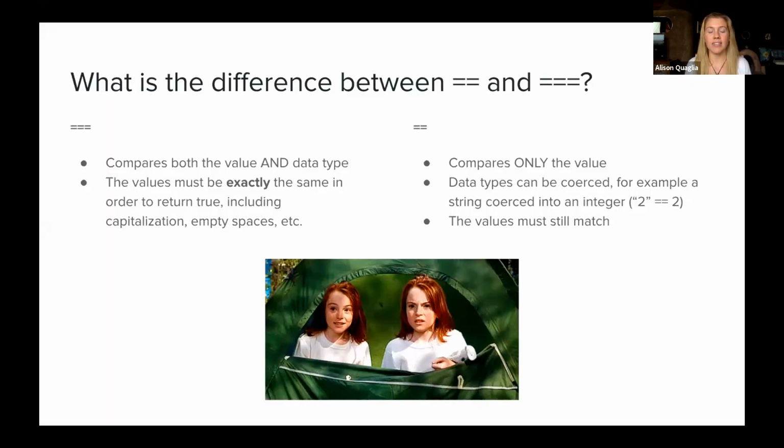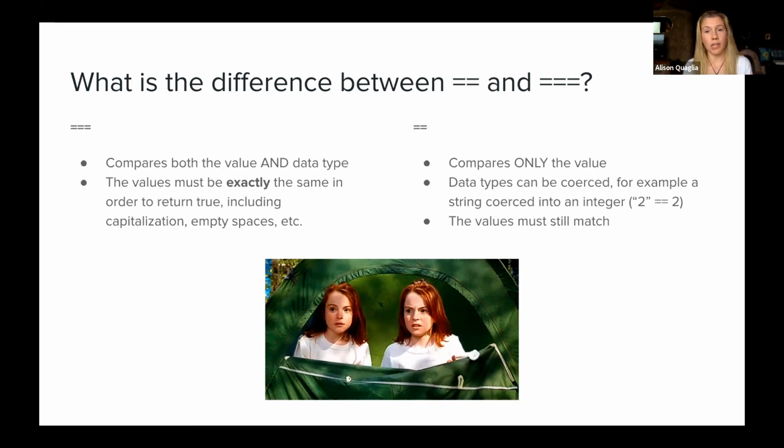Up next, what is the difference between double equals and triple equals? Triple equals is going to compare both the value and the data type of the 2 values on either side. And the values have to be exactly the same in order to return true. So this could include capitalization, it could have empty spaces. They have to be exactly the same.